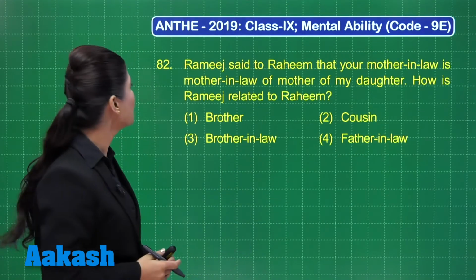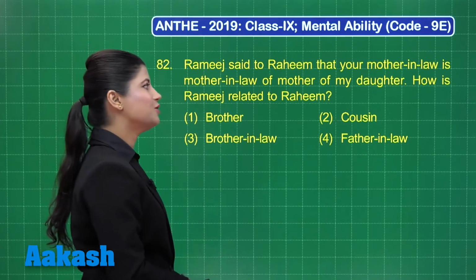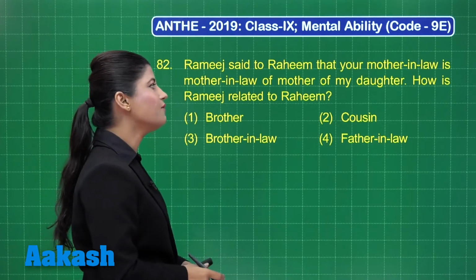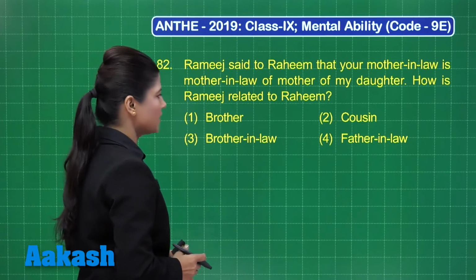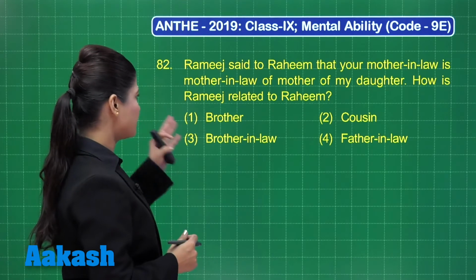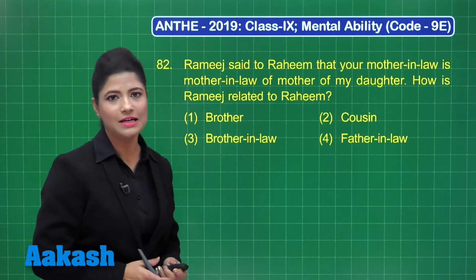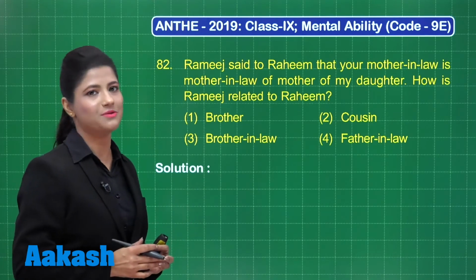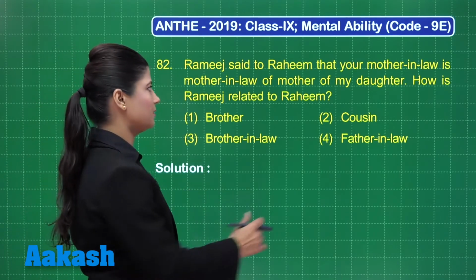Here I have question number 82. It states: Ramesh said to Rahim that your mother-in-law is the mother-in-law of the mother of my daughter. How is Ramesh related to Rahim? Whether he is brother of Rahim, or cousin, brother-in-law or father-in-law. This is a question related to blood relations. Let's try to find the relation here.